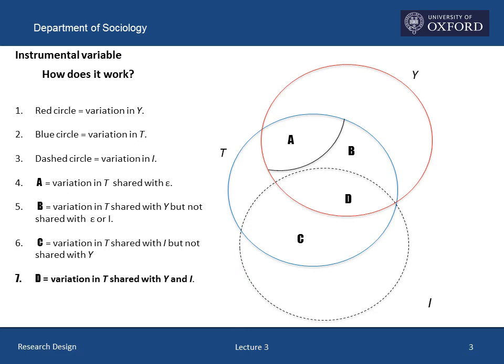Region A is the part of the variation in t that is shared with epsilon. We definitely do not want to use that to estimate the effect of t on y. Region B is the part of the variation in t that is shared with y, but not shared with epsilon, or the instrument. Region C is the variation in t which is shared with the instrument, but not shared with y. Finally, we come to what we're interested in, region D. This is the variation in t shared with the instrument and with y. This is variation in t which we're prepared to assume is generated exogenously by the instrument, I, which is analogous to a randomization device.